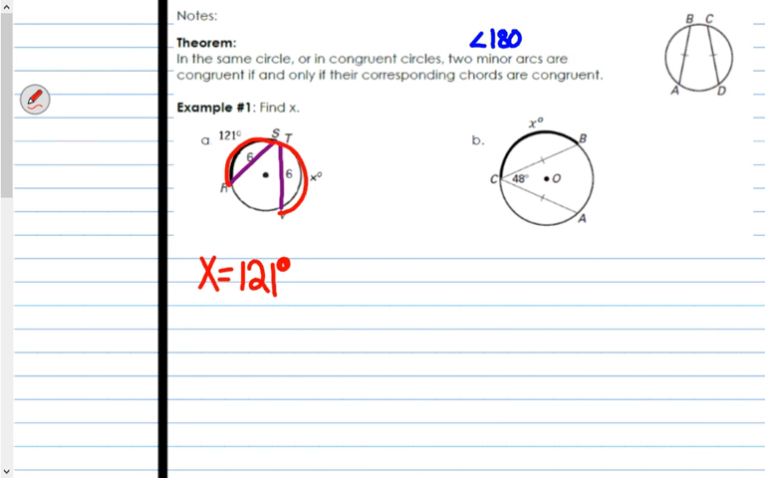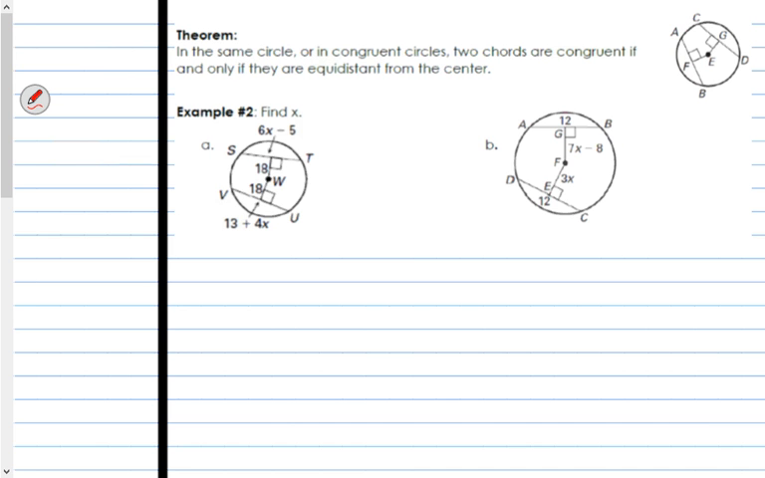So that theorem again says, in the same circle, or if we know that two circles are congruent, two minor arcs are congruent if and only if their corresponding chords are congruent. So, for example, up here, chord BA is congruent to chord CD. That means arc BA is congruent to arc CD.